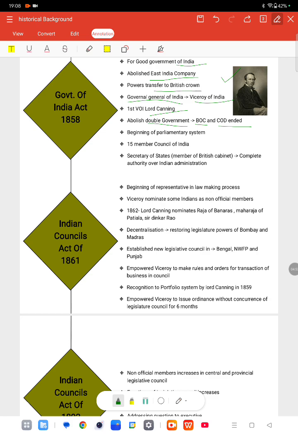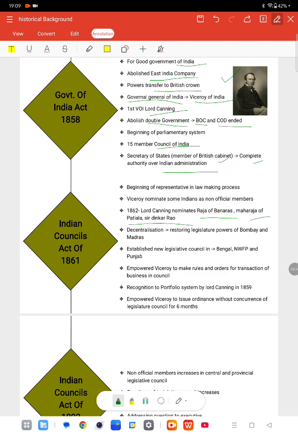Now the beginning of the parliamentary system: 15 members of the Council of India were created. Now the Secretary of State became a member of the British Cabinet, with complete authority over Indian administration. Now the beginning of the representative and law-making process: the Viceroy nominated some Indians as non-official members. In 1862, Lord Canning nominated the Raja of Banaras, the Maharaja of Patiala and Sir Dinkar Rao.